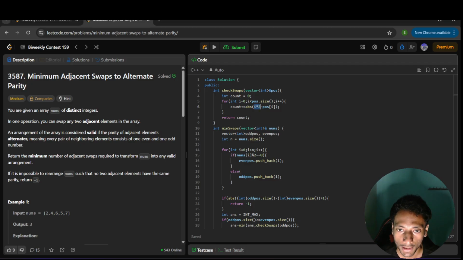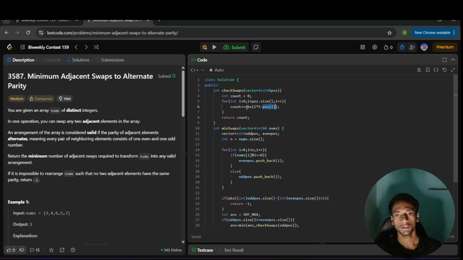So that's why I have taken only the difference. I know the next target position is i into 2, and the current position I will get from the position of i, and I will take the absolute value, because it is possible that I have to shift to the left side, and it's also possible to shift to the right side. So I have to take the absolute value, add this into the count variable, and ultimately return the count variable. So it will count how many swipes are required.